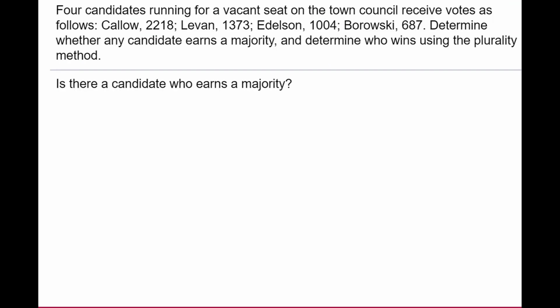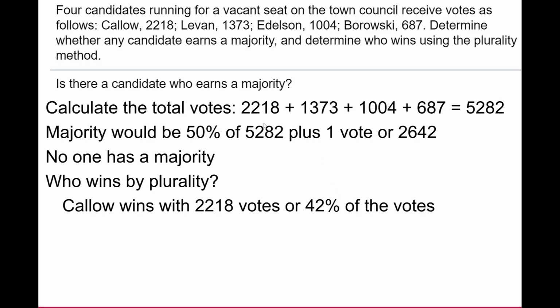4 candidates running for a vacant seat on the city council receive votes as follows, and there's 4 vote counts given. Determine whether any candidate earns a majority and determine who wins using plurality. So is there a candidate who gets a majority? So let's first of all calculate the total number of votes. And if you add those 4 vote counts up, you get 5282.